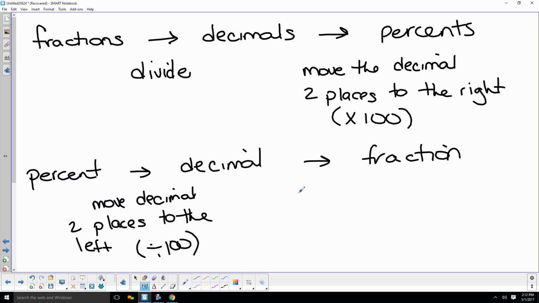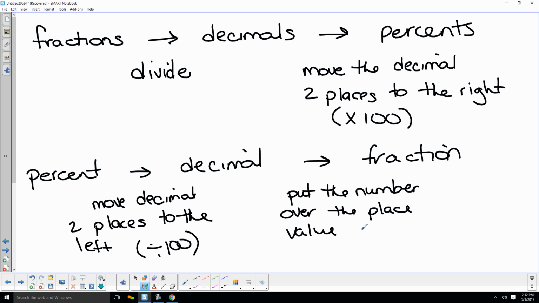Decimal to fraction, you are now going to put the number over the place value and reduce. And we're going to go to the next page in a minute and do that, okay?